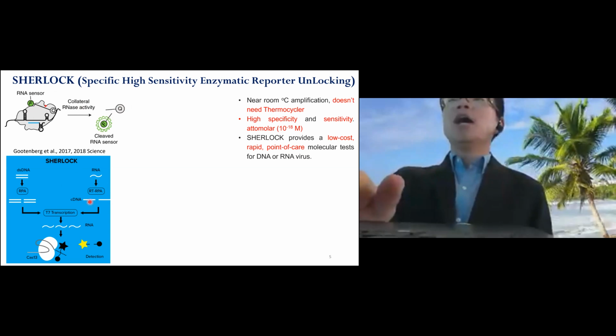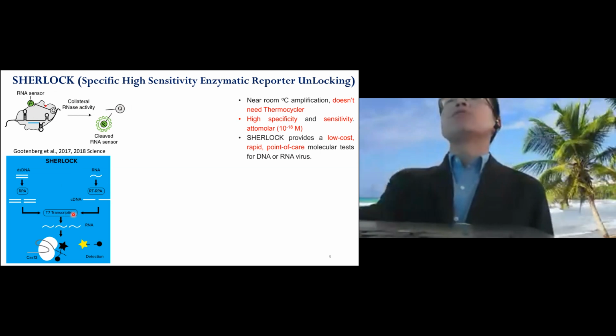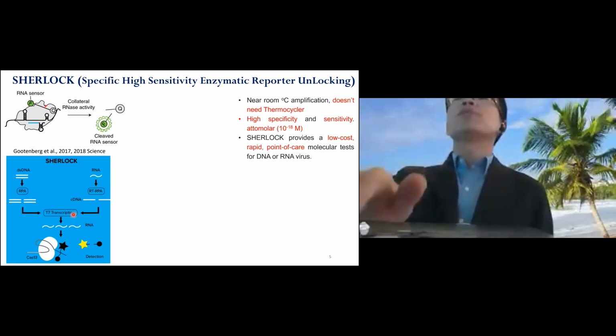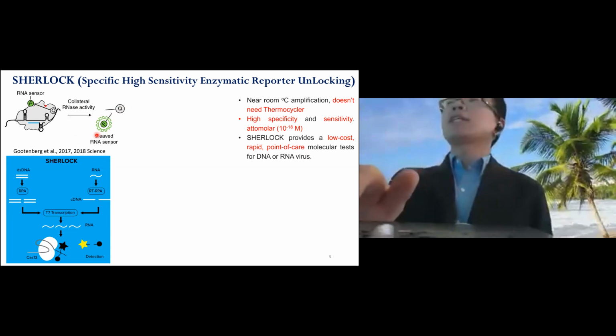You can get lots of the cDNA. Once you have the cDNA, you can do a T7 in vitro transcription in a single test tube. You can get RNA. Even later, you can just test based on the collateral RNA activity.